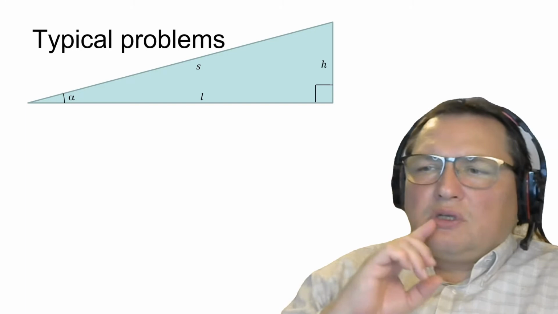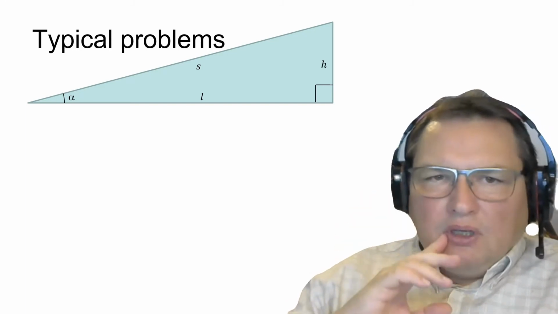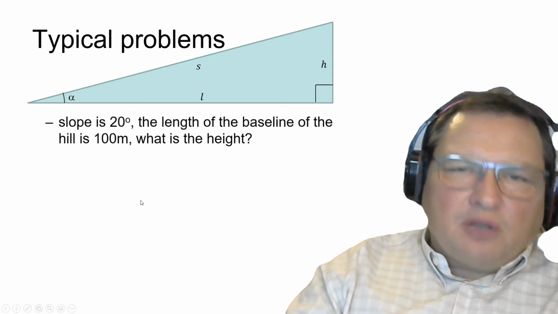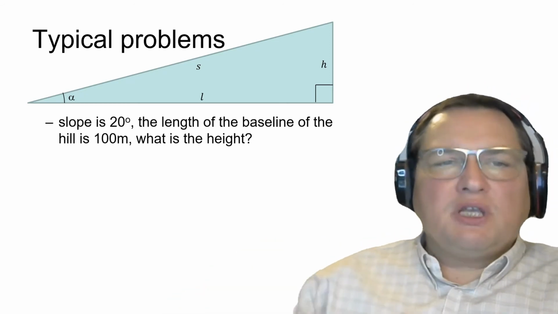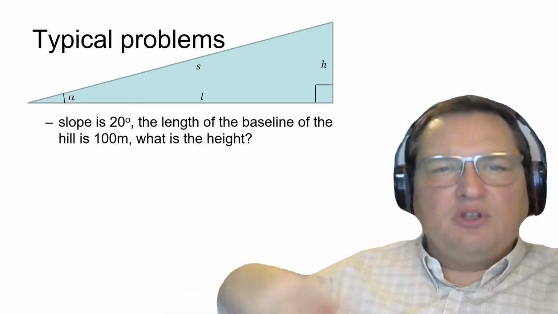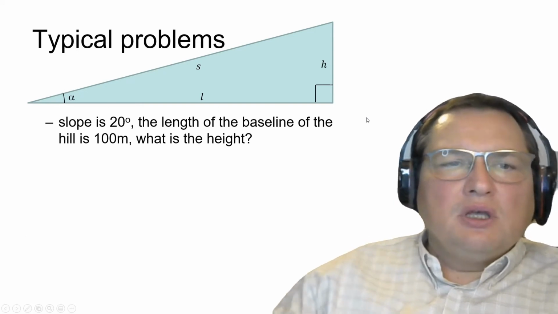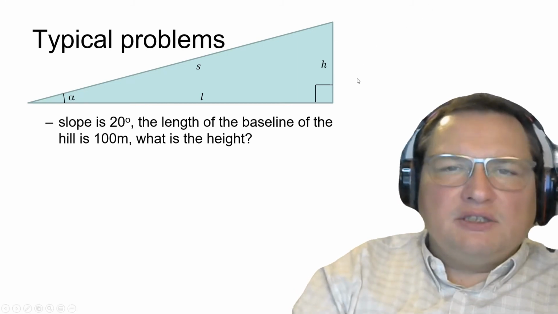Typical problems solved with Soh-Cah-Toa. We have this triangular structure that represents a hill. The slope of this hill is 20 degrees. The length of the baseline, so the edge L of the hill, is 100 meters. So what is the height?